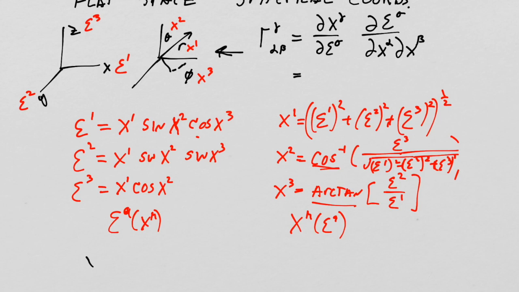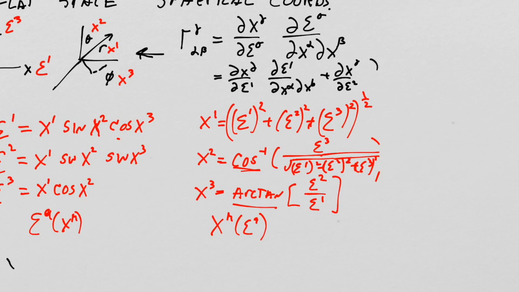This will be a sum, partial x gamma, partial c1, partial c1, partial x alpha, partial x beta, plus partial x gamma, partial c2, squared here, partial c2, partial x alpha, partial x beta, and likewise for number 3, right? So we're summing over this dummy index here.